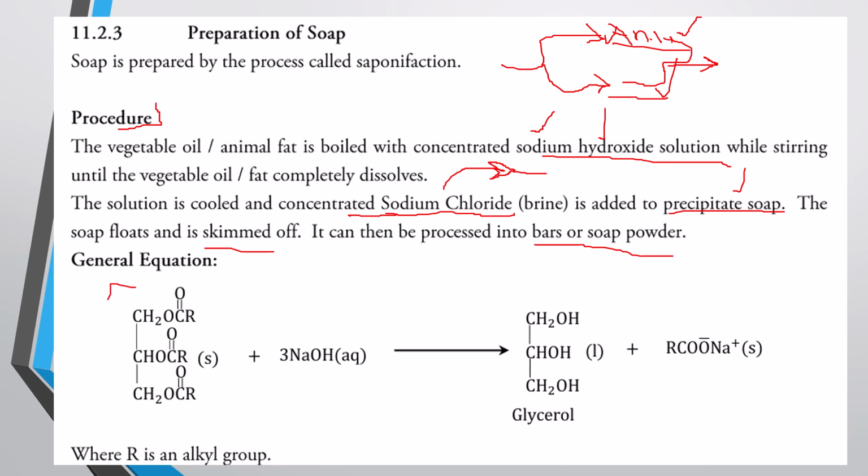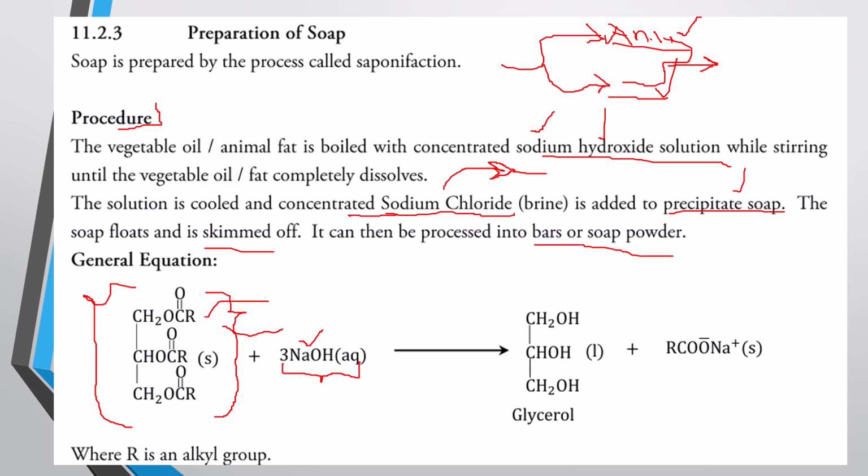So the general equation for that is going to be the following. This is going to be your glyceride. Remember that this is going to be either your animal fat or your vegetable oil. Always it's going to combine with 3 molecules of a base, which is 3 molecules of sodium hydroxide. Do not forget this. Always your animal fat combines with 3 molecules of sodium hydroxide.